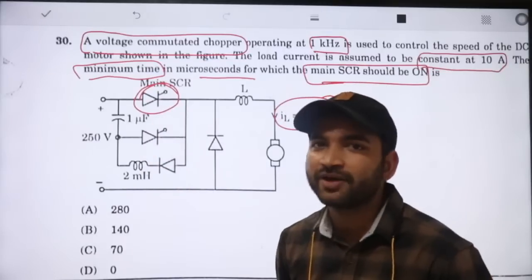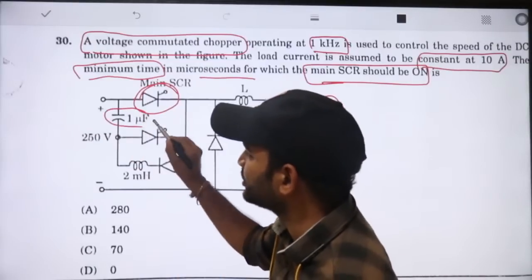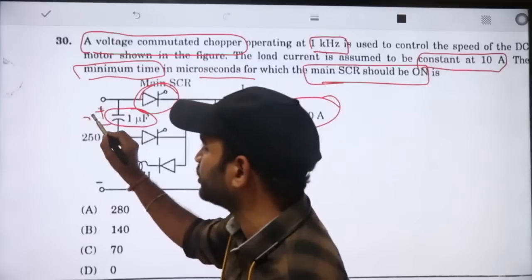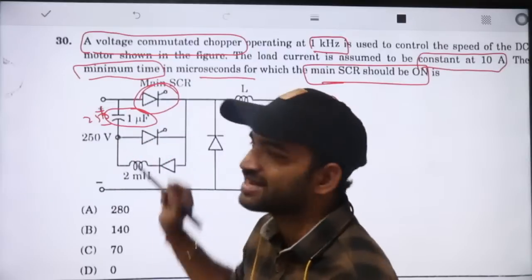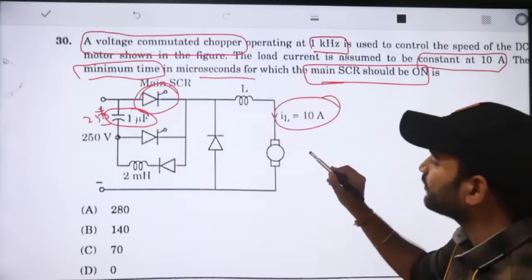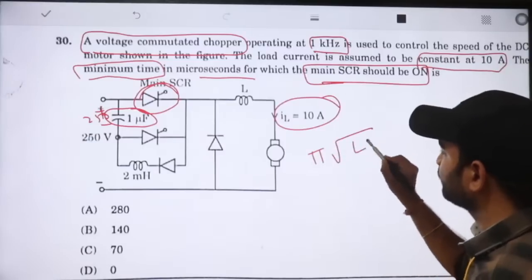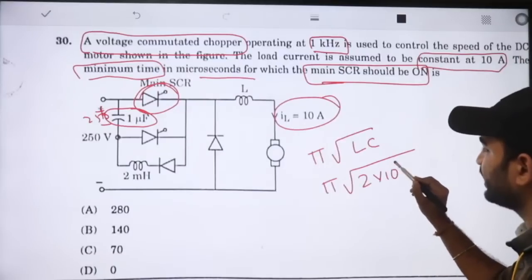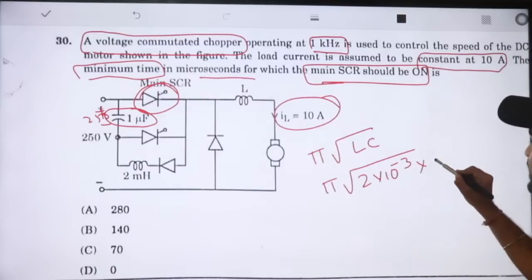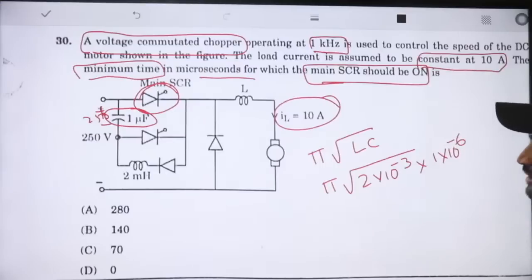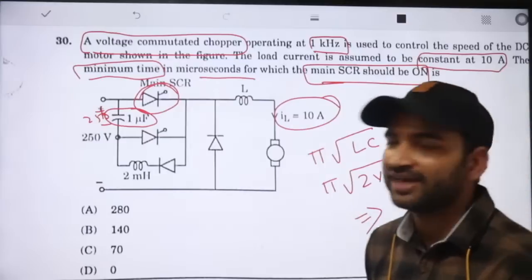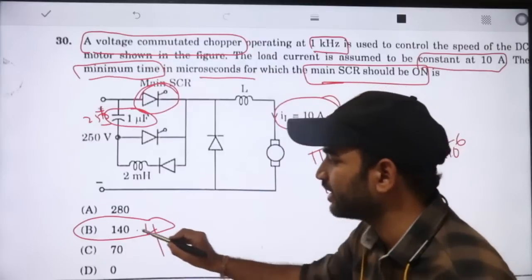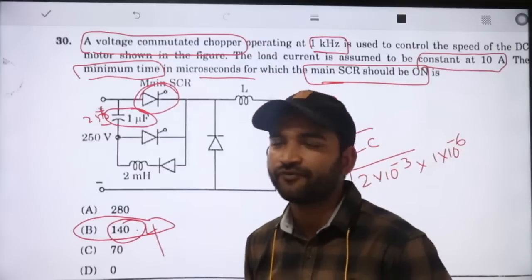Whenever they are asking the turn off time of the main thyristor, they need to mention that the capacitor should be charged to full voltage, which is plus 250 volts. Then only the process will continue. So the turn on time of the SCR is nothing but pi root LC. So pi into square root of L, which is 2 into 10 to the power of minus 3, into the capacitance, given as 1 into 10 to the power of minus 6. If you multiply this, you will get approximately 140.4156. So the answer, approximately, is 140.